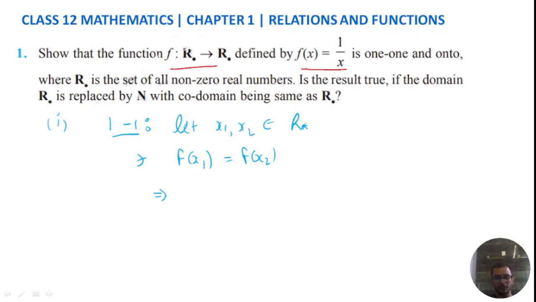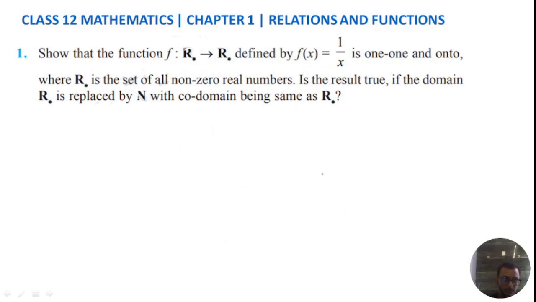So by the given definition of the function, f of x1 will be 1 upon x1 and f of x2 will be 1 upon x2, and this will imply, as x1 and x2 are not equal to 0, as the domain is R minus 0, that x2 equals x1. So we are done, right? We have shown that function f is one-one. Now let's show it is onto also. How will we show onto? For every point in the codomain, we should have some point in the domain for which the image is that point in the codomain. So let's take y belongs to the codomain.